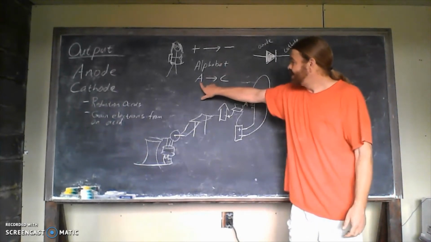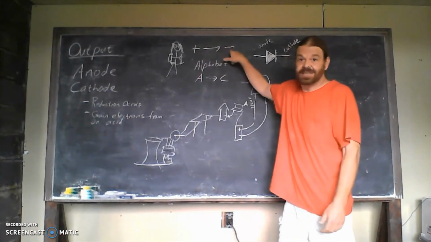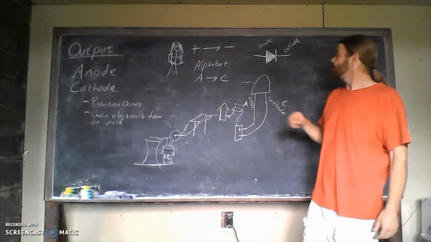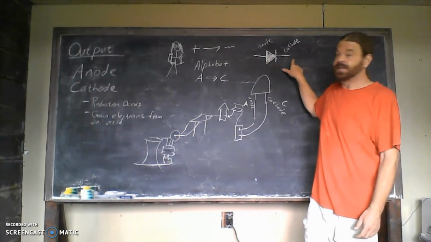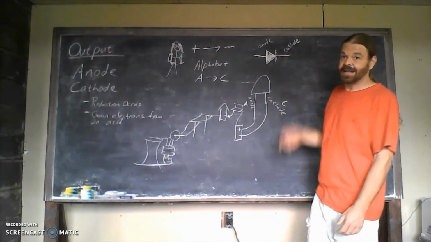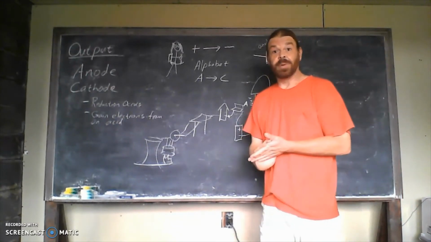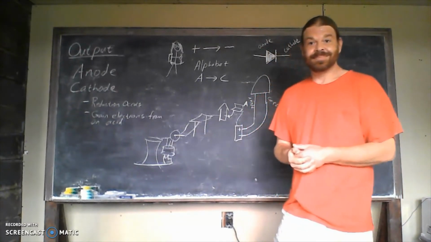So just think about the alphabet. A goes to C, positive goes to negative, A goes to C. And the symbol looks like this. So like the triangle is the anode and the vertical line is the cathode. Those are going to come up when we talk about this next section.